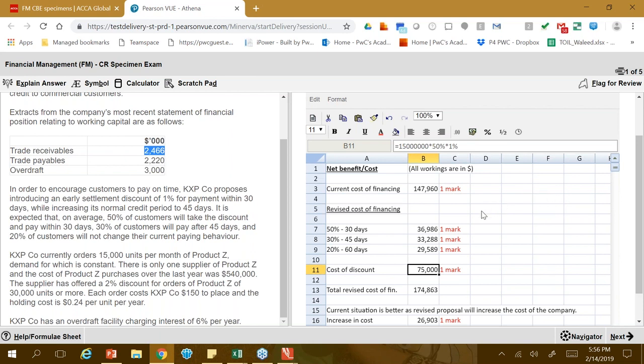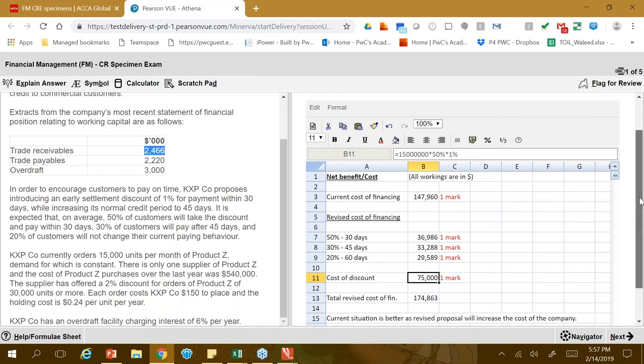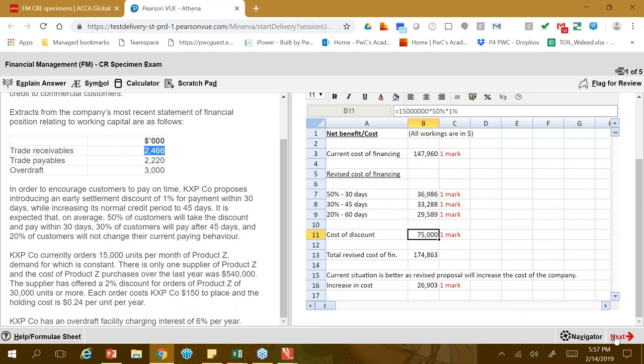Any more questions here before we move on? Good requirement. Really, really good question, thinking about the receivables management. Any final questions before we move on? Okay, seems all good.